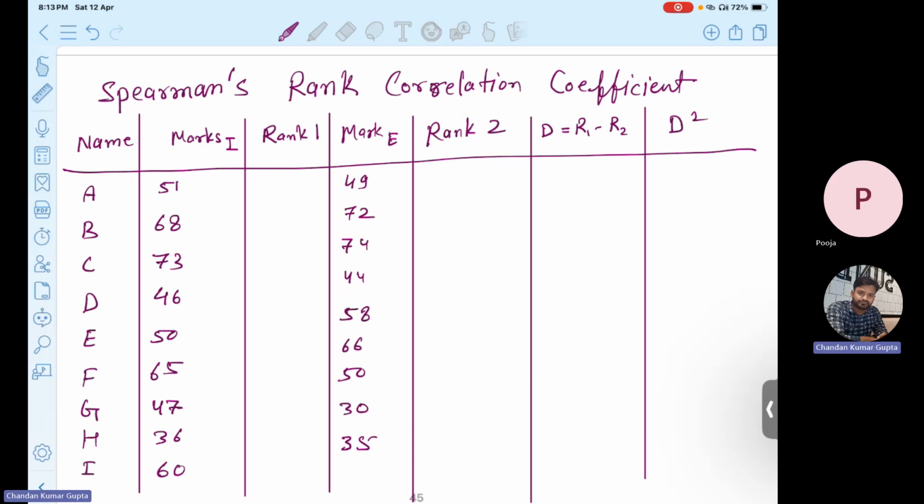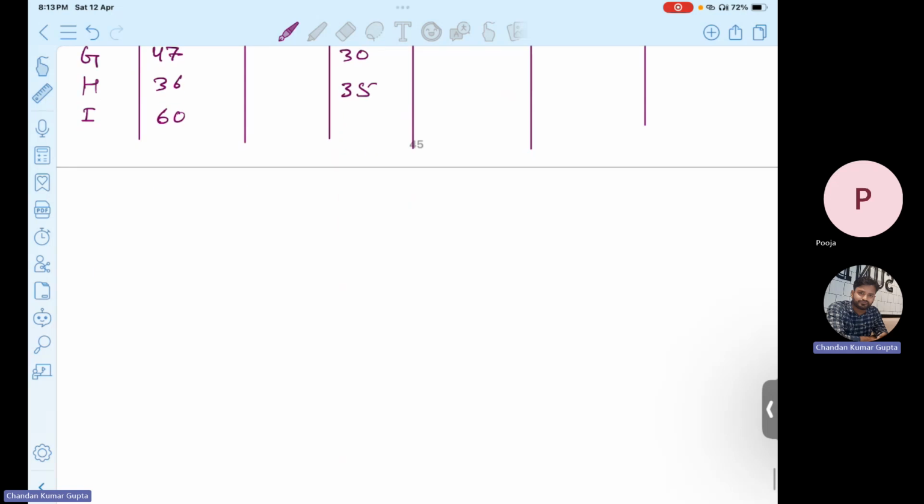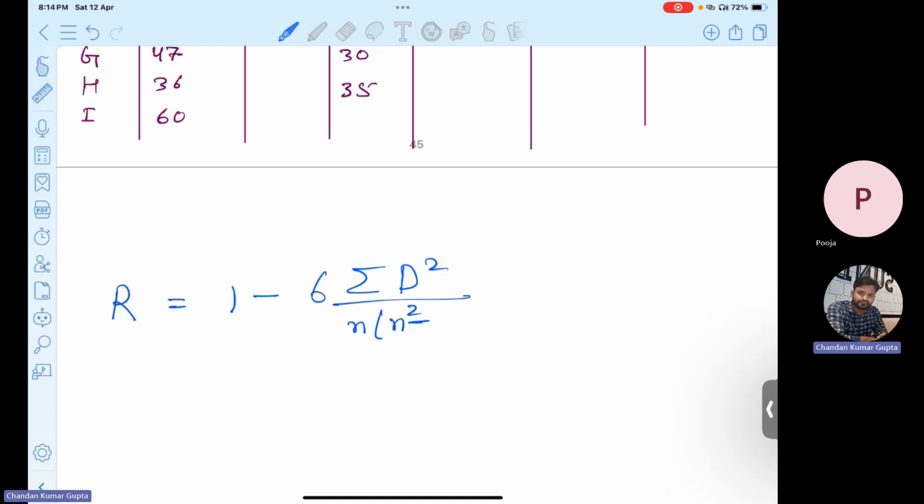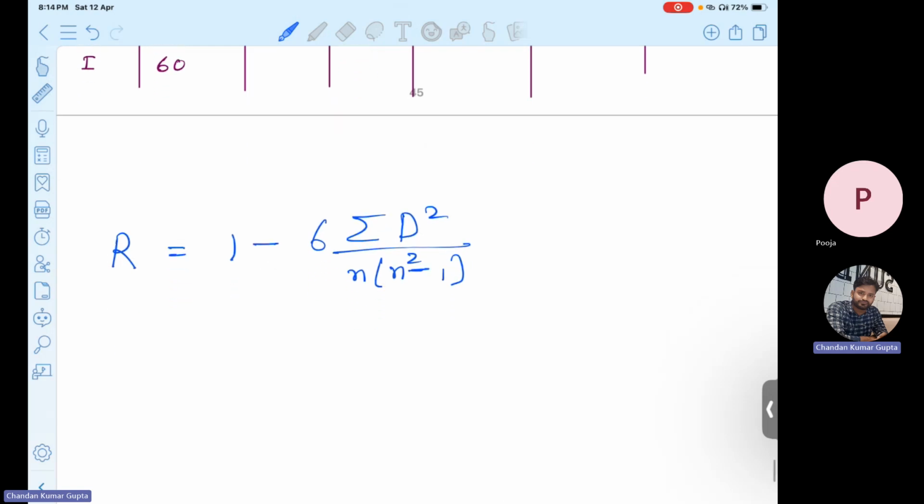Okay, now we need to calculate the Spearman's rank correlation coefficient. If you people remember, the rank correlation coefficient for the Spearman is 1 minus 6 times the summation of d square divided by n into n square minus 1. Okay, we need to calculate this. So we need to calculate d. And how is d calculated? d is actually R1 minus R2.